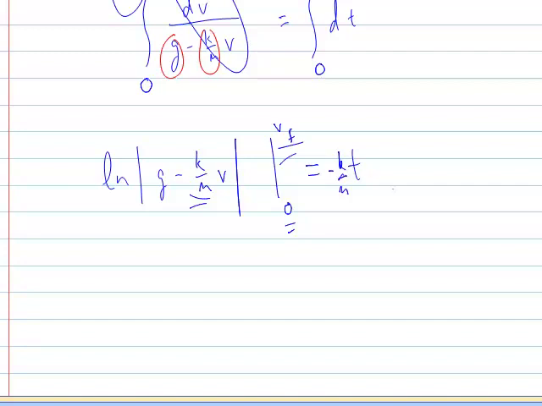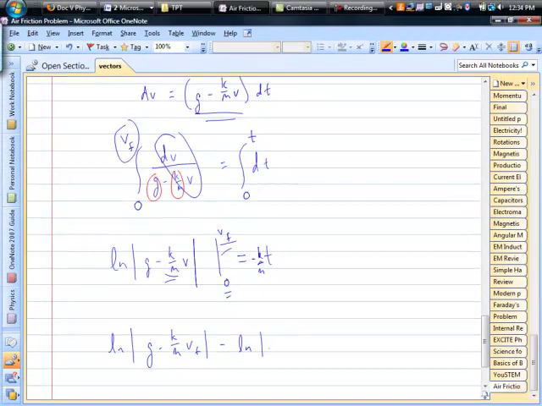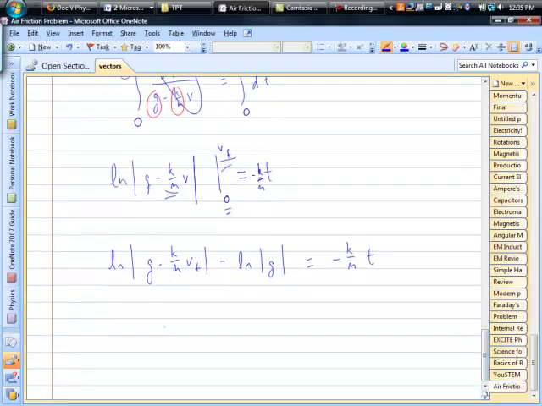So negative k over m with time over on the right. Now we can solve this. Okay, so we can plug in v final and subtract what we get when we plug in 0 for the speed. That's just natural log of gravity, 9.8. We've got those constants, and then our time interval on the right-hand side.